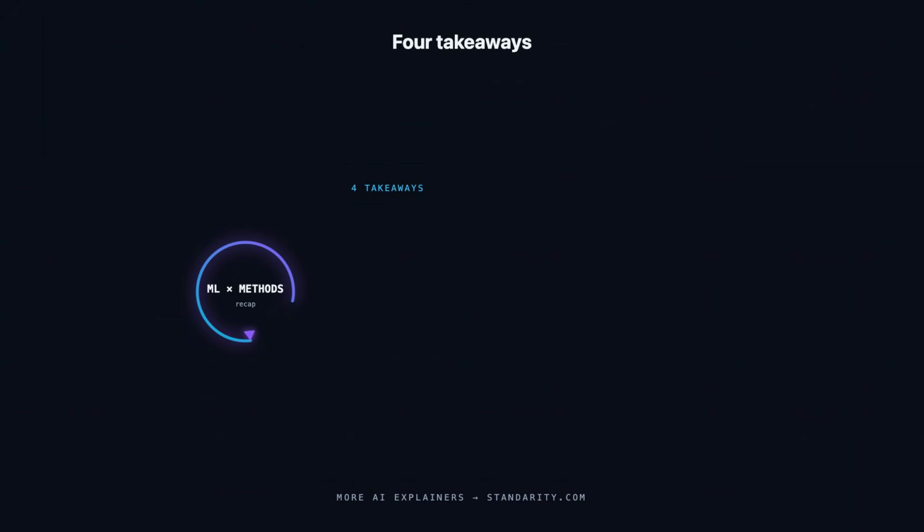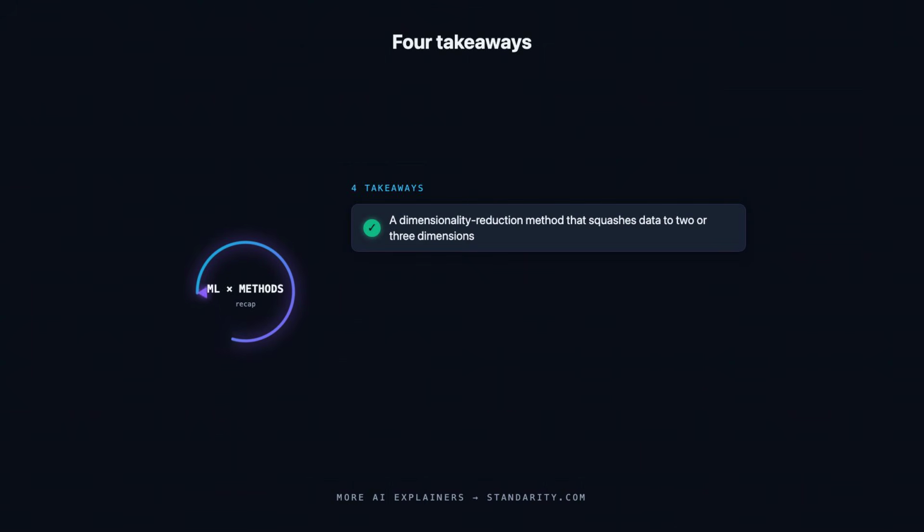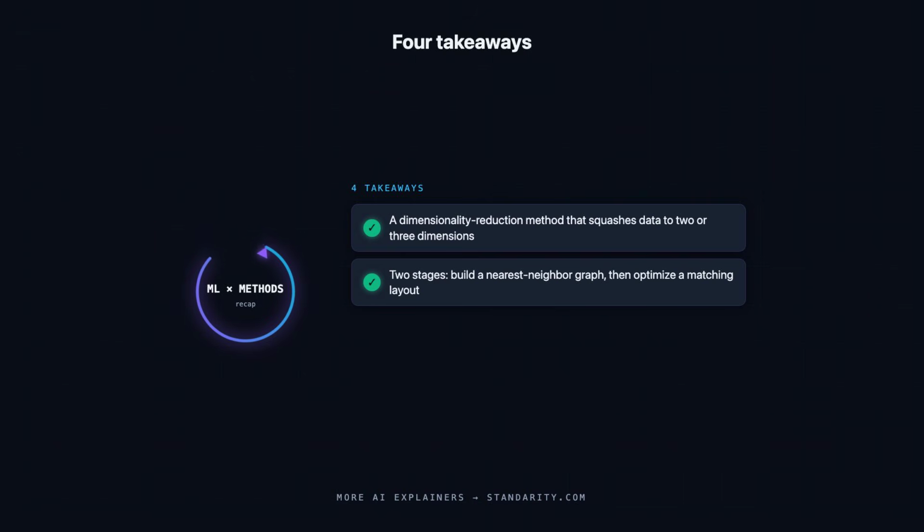Alright, let us lock in the essentials. UMAP is a dimensionality reduction technique that squashes high-dimensional data down to 2 or 3 dimensions so you can finally visualize it. It works in 2 stages, first building a nearest neighbor graph in the original space, then optimizing a low-dimensional layout that preserves it.